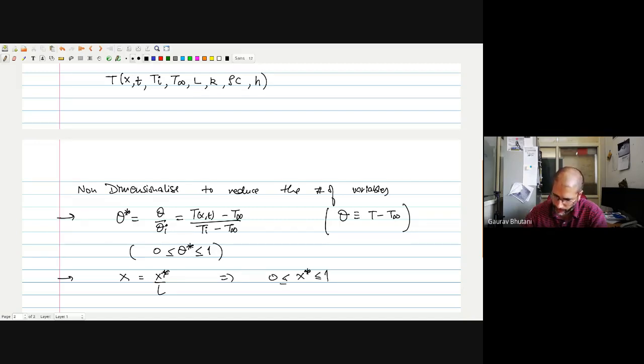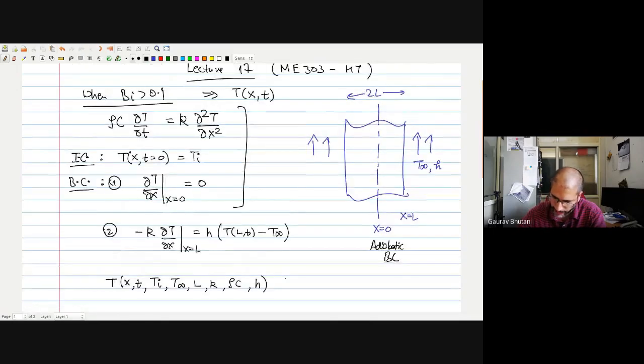In this case, just have a look at the problem again. You are only considering this as your domain, because it's symmetric. So there's no point solving on the left hand side, because that will also be the same.